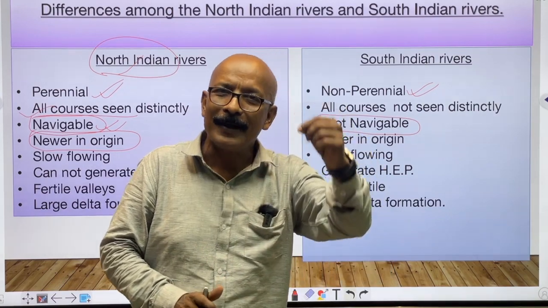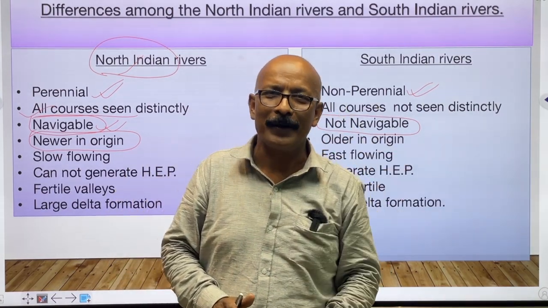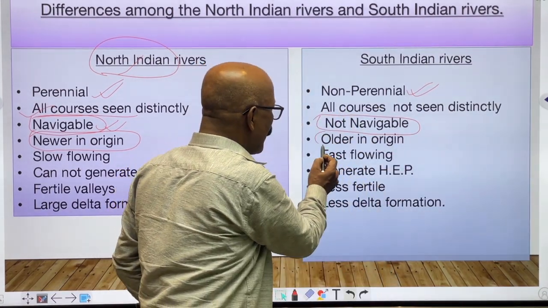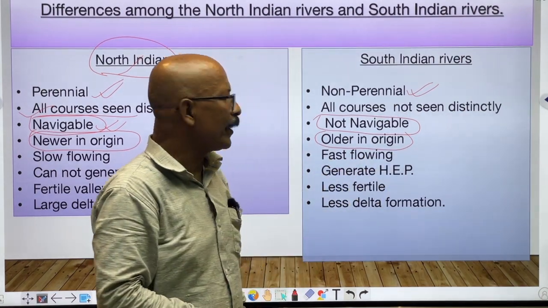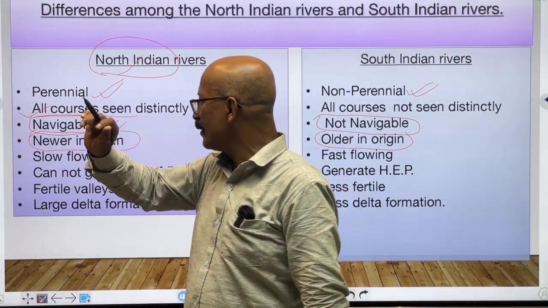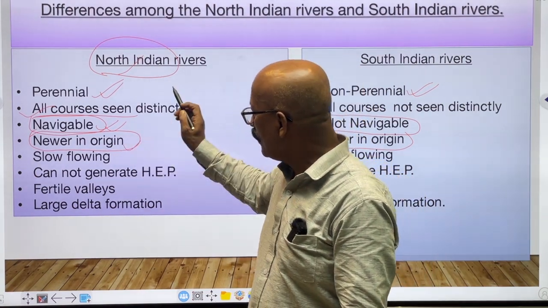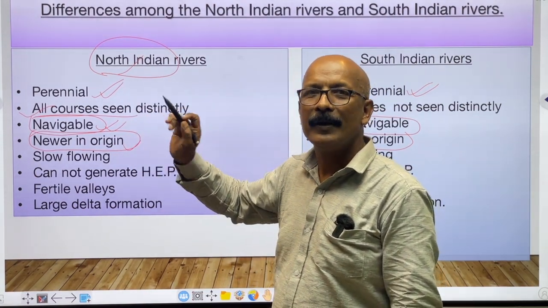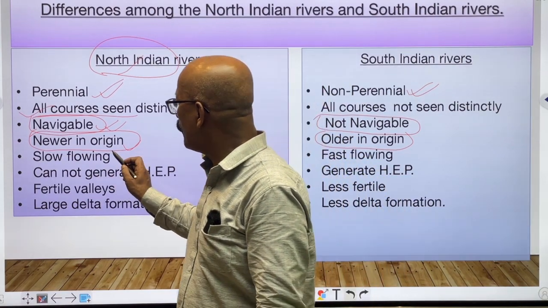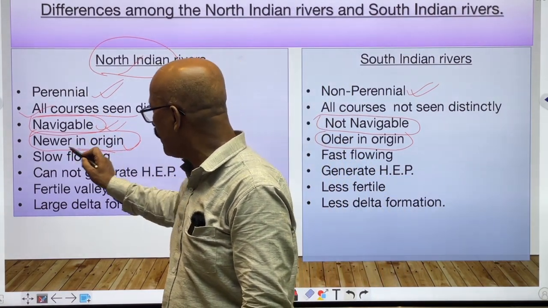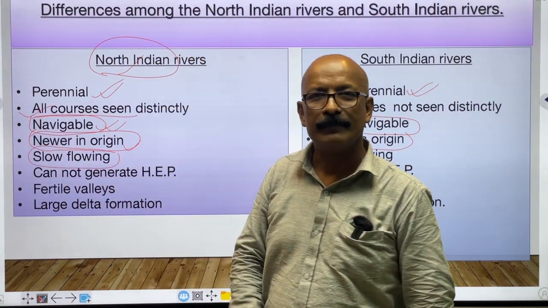So as the Deccan plateau is an older one, the river system will be older in origin in comparison to northern India. There the rivers are basically new in origin. Number 4, 1, 2, 3, 4. Yes, number 5, slow flowing.